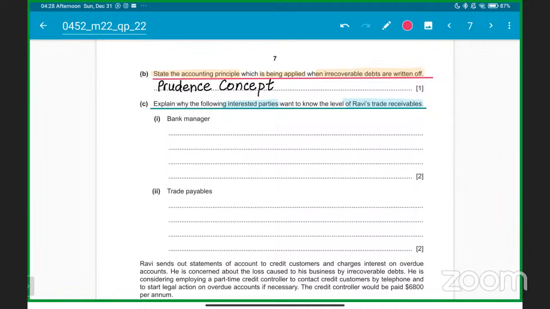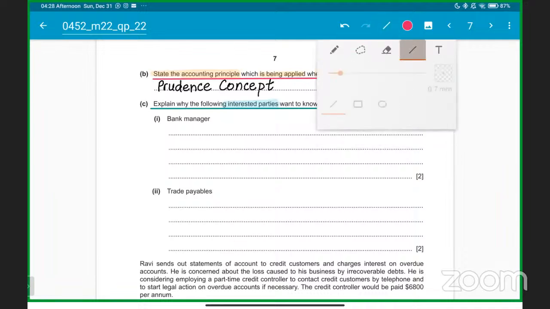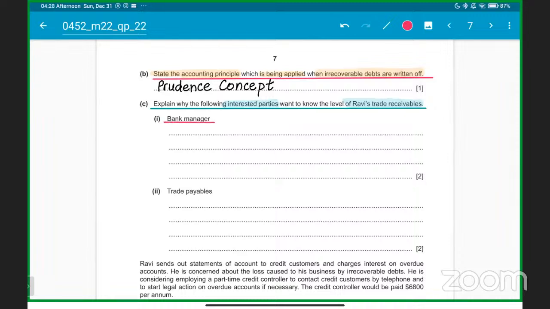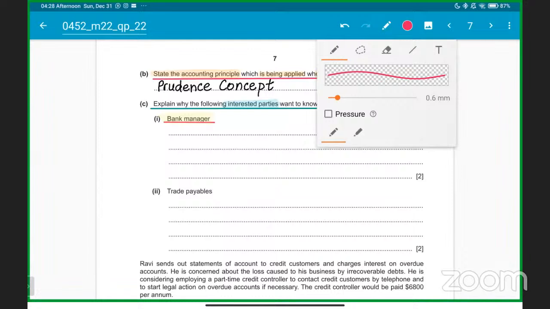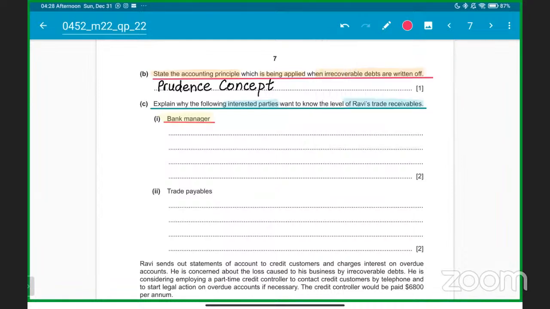Although there are many more, because they have mentioned only the bank manager and trade payables, let's talk about why the bank manager. Just for 1 minute, think about it. Why will a bank manager be interested to know the level of trade receivables of Ravi? I'll give you a hint as well. Think from the bank's perspective. What is the bank's benefit to Ravi and how can they interact?